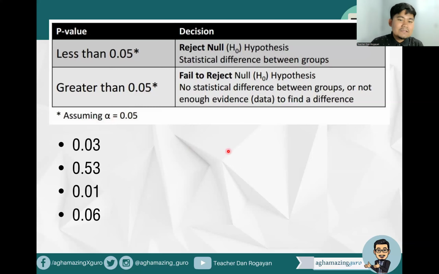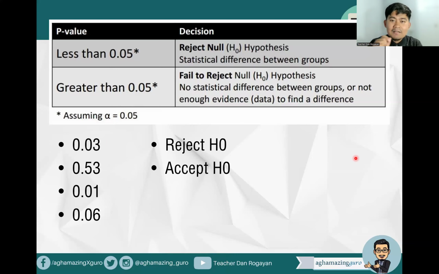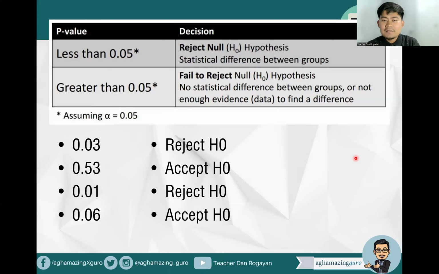Okay? So let's try 0.03. What's your decision? Is it reject or accept the null hypothesis? Reject or accept, just that. 0.03, that's correct. That is reject the null hypothesis, H sub 0. 0.53, since it's more than 0.05, accept the null hypothesis. No significant difference. 0.01, less than 0.05, reject the null hypothesis. So meaning there's a significant difference. While 0.06, which is greater than 0.05, accept the null hypothesis. There is no significant difference. I hope that's clear.